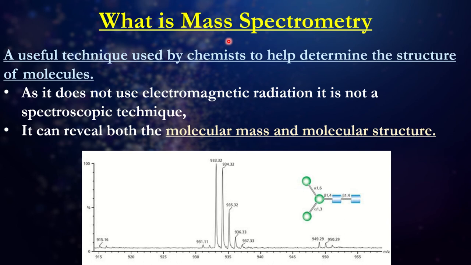Alright, so firstly, just to go on to the idea of what is mass spectrometry. Now this is the one and only one that we talk about that doesn't use electromagnetic radiation. So technically it's not a spectroscopic technique. However, it does help us work out the molecular mass of whatever molecule we're looking at, and it also tells us the molecular structure. So we're going to look at how we can work out the molecular mass and the molecular structure just by interpreting these kind of charts.